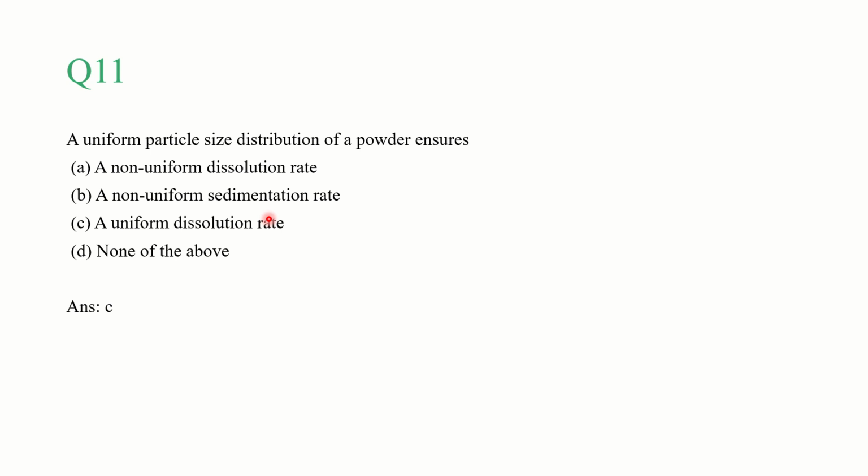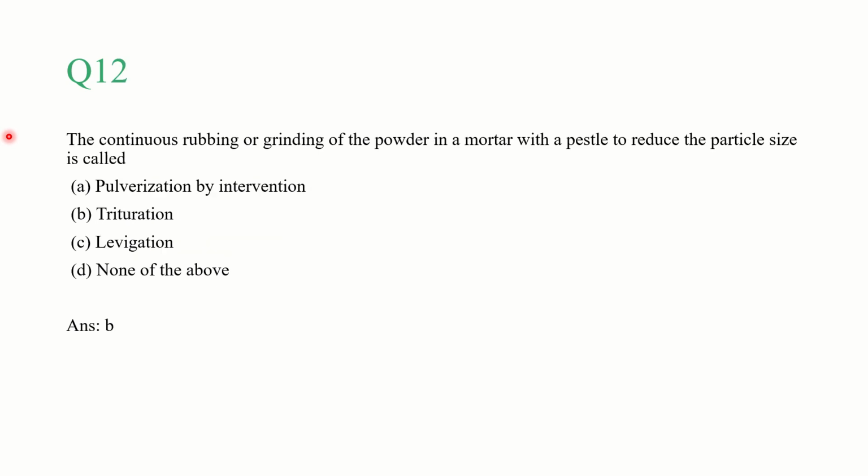If the initial thing itself is uniform, whatever we are trying to do would also be uniform. There is no chance for the dissolution rate to go non-uniform or sedimentation rate to go non-uniform. So a uniform particle size distribution ensuring a non-uniform dissolution rate is false. Non-uniform sedimentation rate is again false. Uniform dissolution rate is the right answer, and it is not none of the above either. Okay, so we move on to question 12.